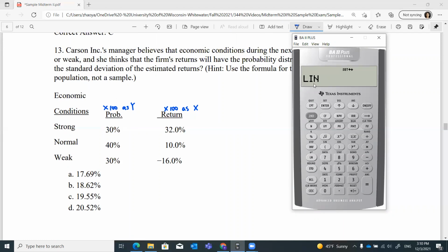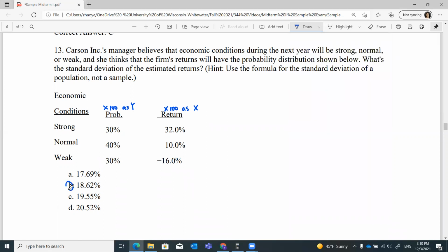If you see this LIN, that means this is under the linear regression model. We press second and enter until we see this 1V on our screen. Press this down arrow. Make sure n equals 100, indicating that we include all the possible scenarios. X bar is the average expected return. SX, this is the sample standard deviation. We do not use this. We use sigma X. This is 18.62.